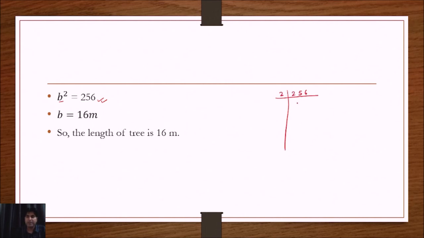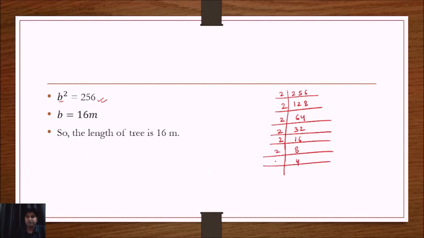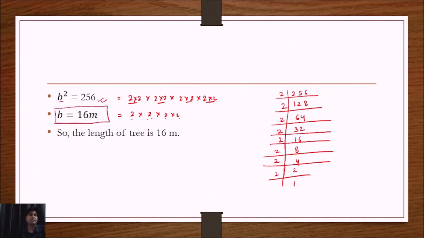We will divide 256 by 2, we get 128, then by 2 we get 64, then by 2 we get 32, then again by 2 we get 16, then by 2 we get 8, then by 2 we get 4, then 4 goes 2 times, and then 2 goes 1 time. So in place of 256 we can write 2 into 2, 2 into 2, and so on. That means we are getting 4 pairs of 2's. For those 4 pairs we can write one 2 each. So we multiply: 2 times 2 will become 4, 4 times 2 is 8, 8 times 2 is 16. So we got the length of the third side, which is 16 meters.